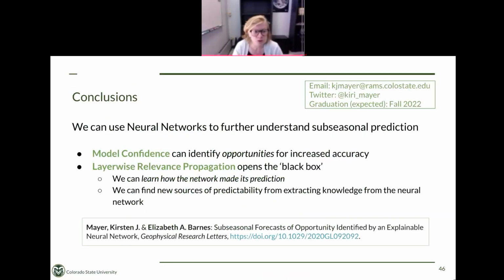So in conclusion, we can use these neural networks to further understand subseasonal prediction, one, through this model confidence to identify opportunities for increased accuracy, and two, through layer-wise relevance propagation to really open up that black box that is referred to as a neural network, to learn how the network made its prediction and possibly identify new sources of predictability from extracting knowledge from the neural network.